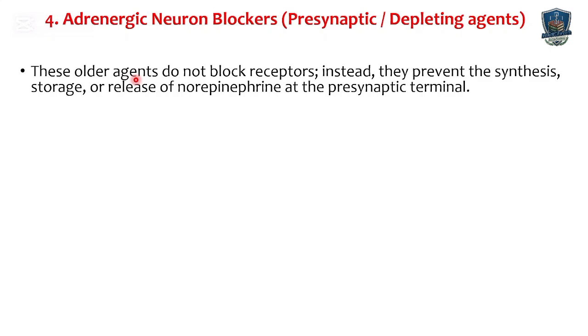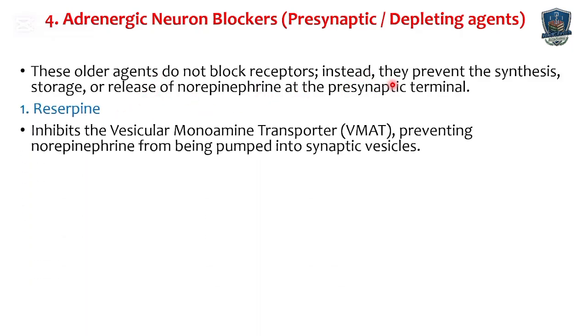So these older agents do not block receptors. No, these are not receptor blockers. They just prevent the synthesis, the storage and the release of norepinephrine at the presynaptic terminal. So the first drug here is reserpine. This drug inhibits the vesicular monoamine transporter, preventing norepinephrine from being pumped into the synaptic vesicle. They basically prevent the release of norepinephrine.